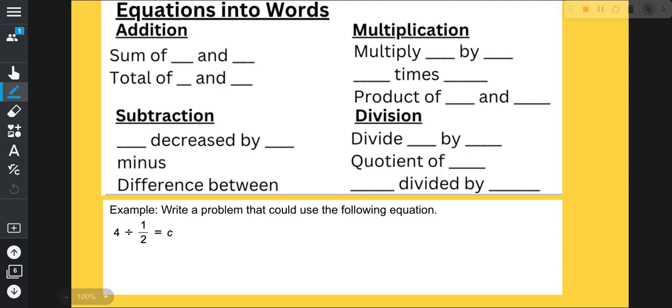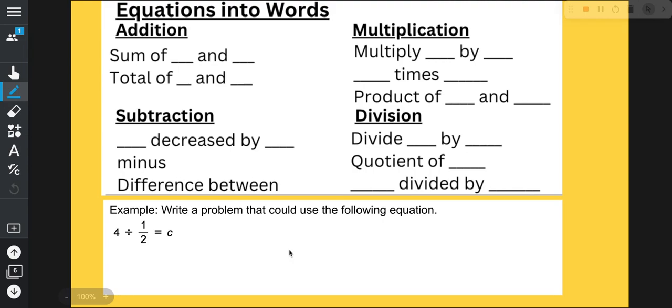So now we're going to look at this problem below. Write a problem that could use the following equation. So this equation says 4 divided by a half equals C. So we want to write a word problem that could make sense for this. Since we have the variable C, I'm going to use cakes. If we have 4 cakes and we divide them in half, how much cake do we have left? Or how many cake pieces do we have?